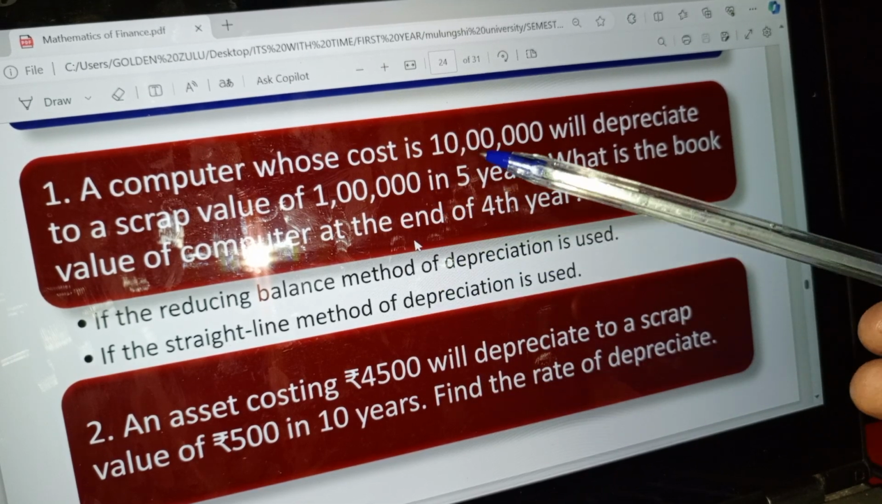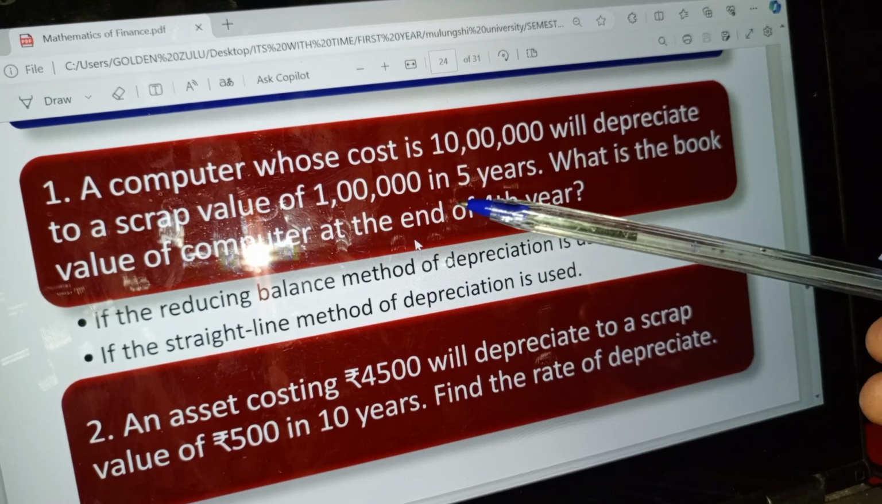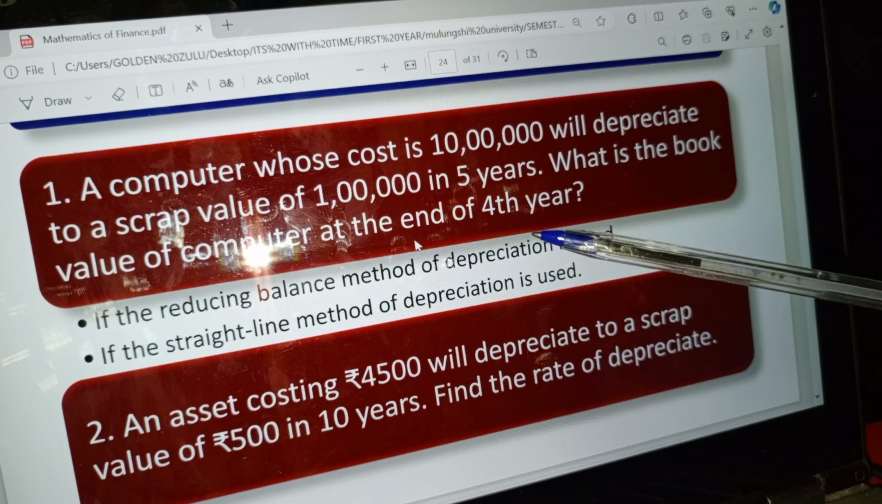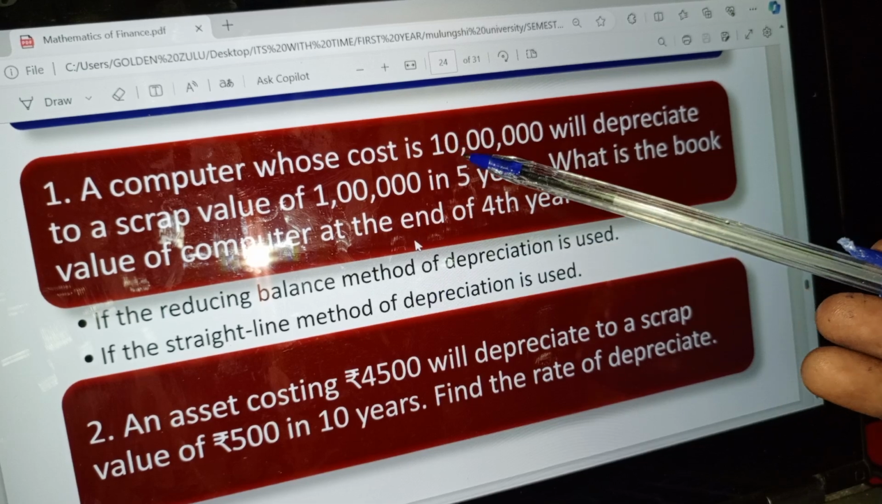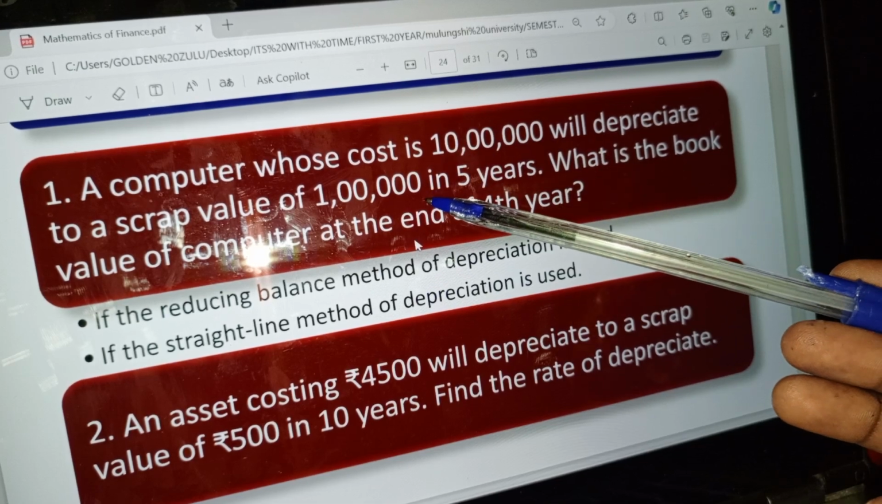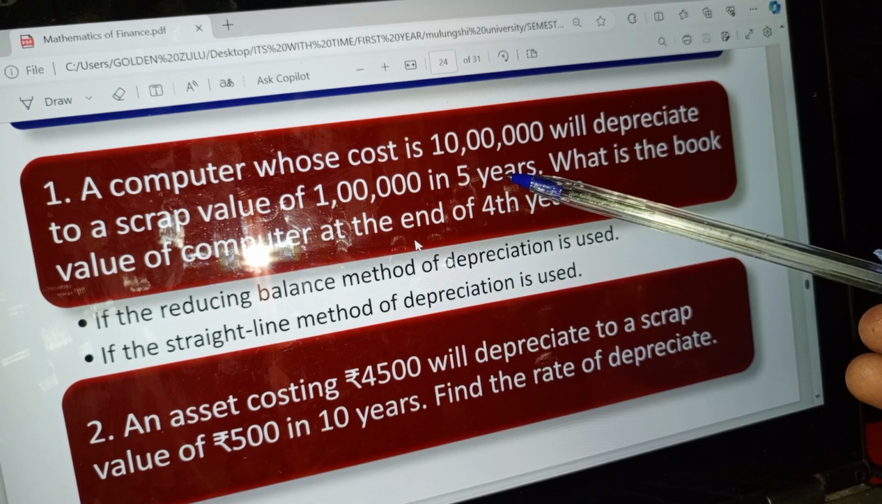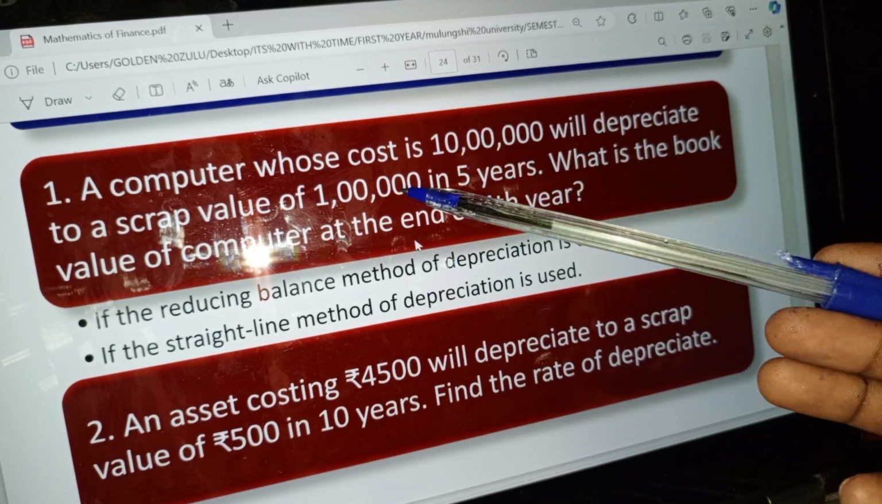A computer whose cost is 1 million will depreciate to a scrap value of 100,000 in 5 years. What is the book value of the computer at the end of the fourth year? So this information they have given, the 1 million together with the 100,000, is for the 5-year period, where we do not have the rate. So we can use this information here to find the rate.